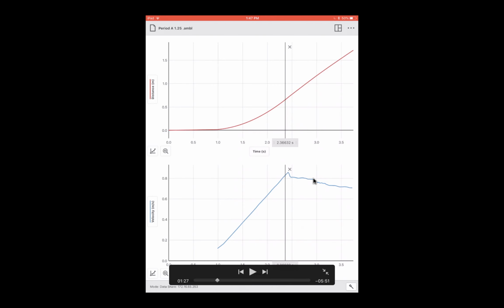The reason the velocity is still positive is because the pulley is still spinning, so the program thinks that the cart's still moving, but really it's just the pulley continues to move. That's why the displacement continues to increase after the cart is completely stopped.